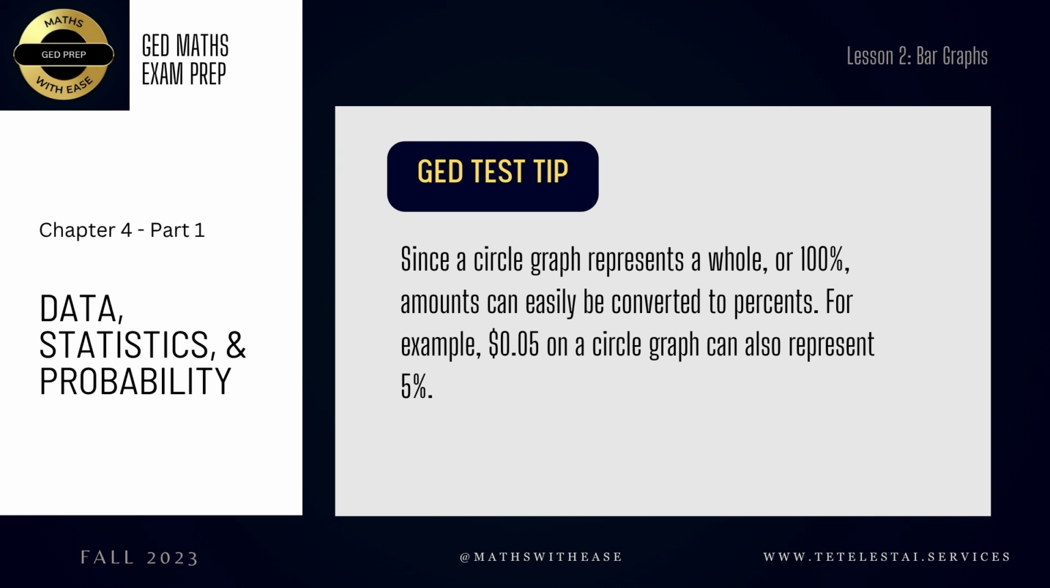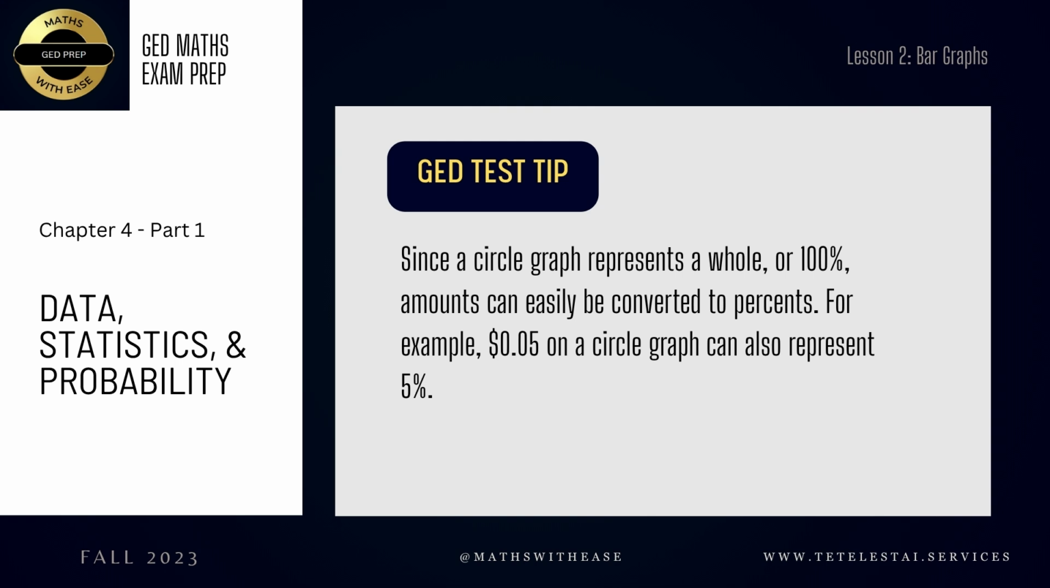So here's a test tip for you. Since a circle graph represents a whole or 100%, then amounts can easily be converted to percents. And that's what I tried to illustrate earlier. So for example, 0.05 on a circle graph could also represent 5%.